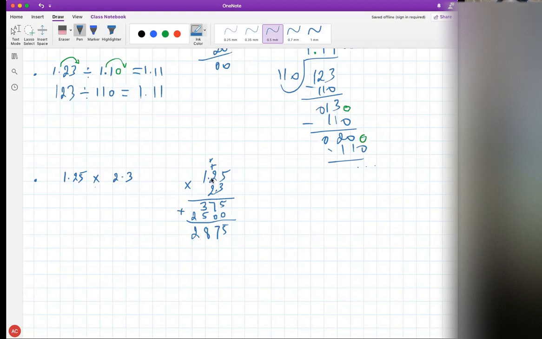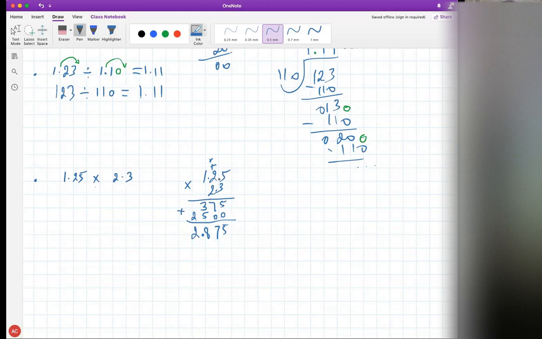3 decimals. We have 1, 2, and 3. Okay, so we count all the decimals to the right. So you're going to count 3 numbers: 1, 2, and 3. Put it after the third. Unlike addition or subtraction, where we align them and you drop it down, this is not the same thing.